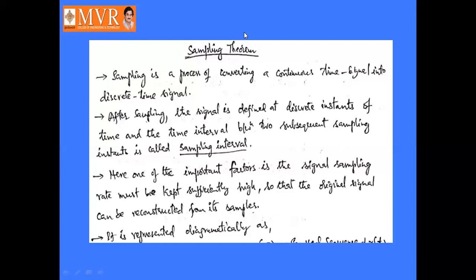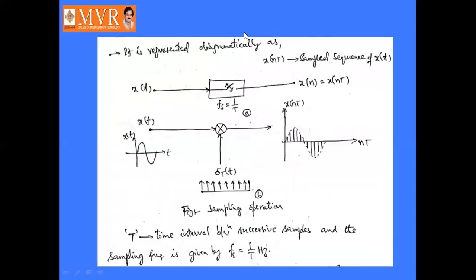So here one of the important factors is that the signal sampling rate must be kept sufficiently high. This is the important factor, so that the original signal can be reconstructed from its samples. It is represented diagrammatically as shown.